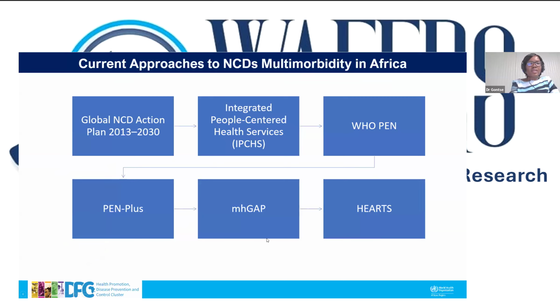There are quite several initiatives, but I chose just these few that I wanted to highlight because we currently have ongoing projects and also countries that are implementing. But the main strategy here is the Global Action Plan for the Prevention and Control of NCDs 2013 to 2030. Actually, it was up to 2020, but it has since been extended to 2030. And then we also have integrated people-centered health services. We have the WHO technical packages. We have the WHO PEN. We have PEN Plus. We have mhGAP, and we also have the HEARTS. I will explain them in my next slides.